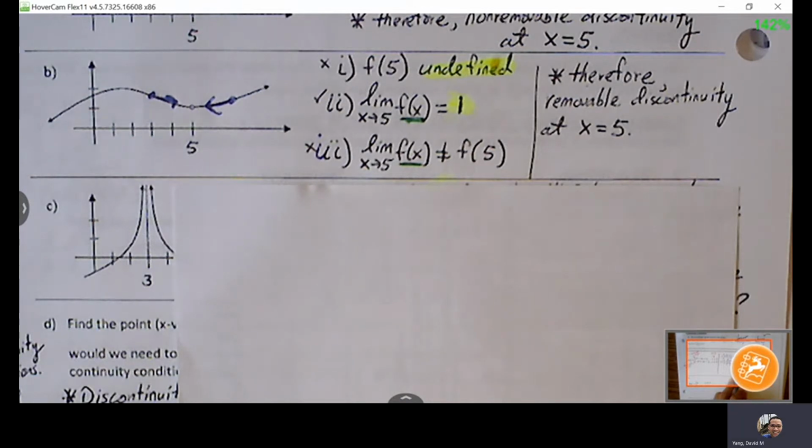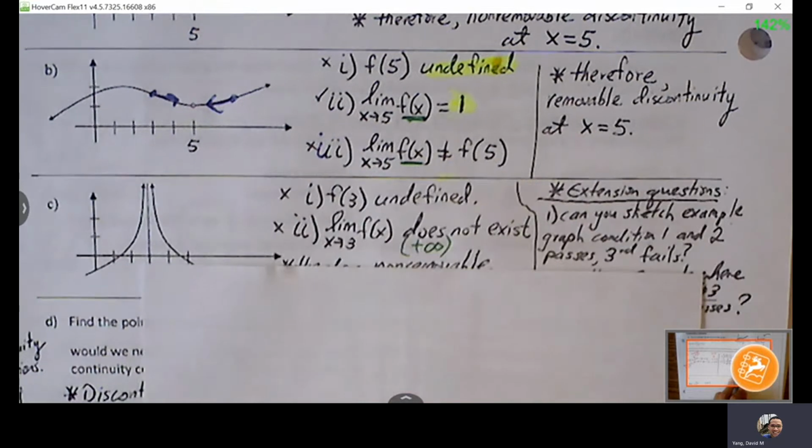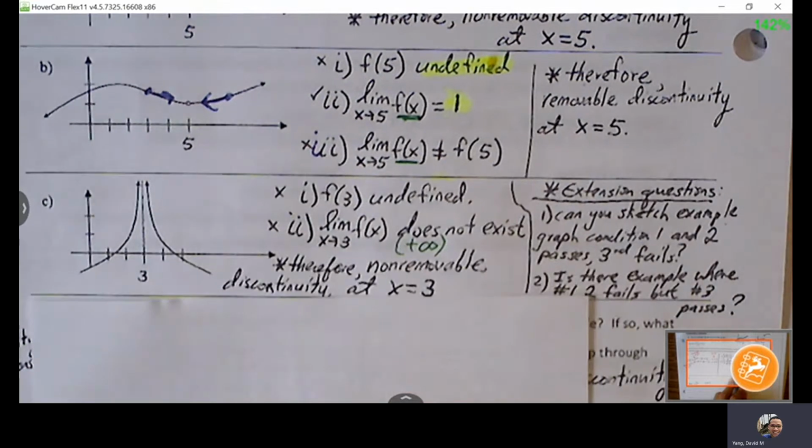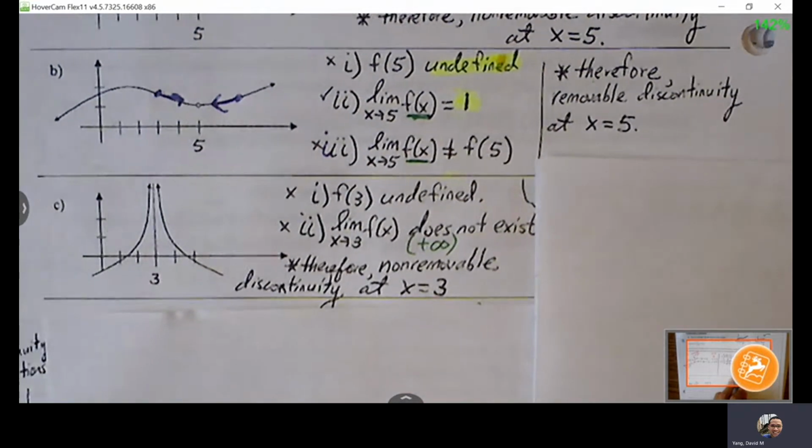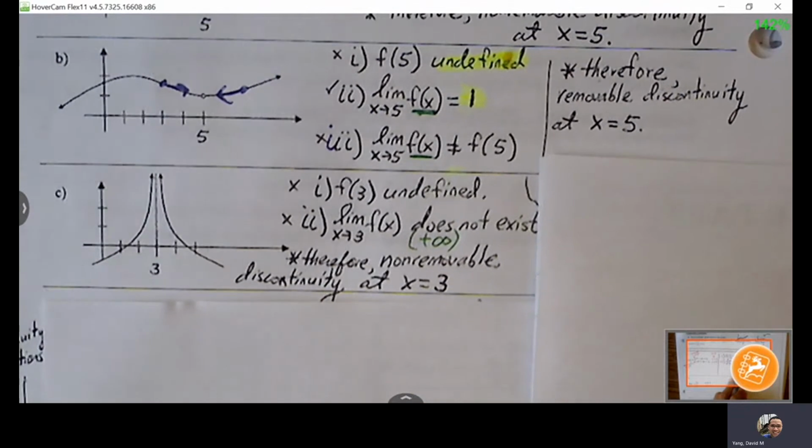Okay, let's look at part C. Part C, f of 3 is undefined. I saw some of you guys write out infinity. We'll state infinity for limits. For the ordered pair, there's nothing there, so we don't say infinity. We just say f of 3 is undefined.